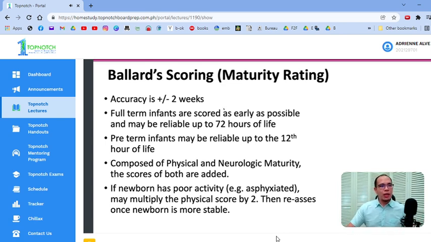Okay? So, you score it as early as possible, but it may be reliable after 3 days of life or 72 hours, okay? For full term, for preterms, up to 12 hours lang. Pag more than 12 hours na sa preterms, medyo hindi na siya ganun ka-reliable, okay? But you can still do it, okay? It's composed of physical and neurologic scores, okay? And then you add both of those scores, okay?